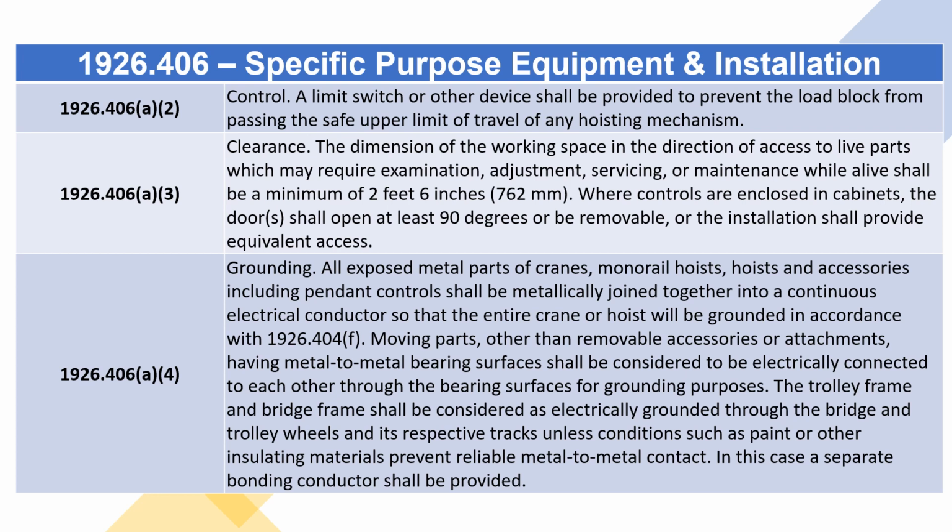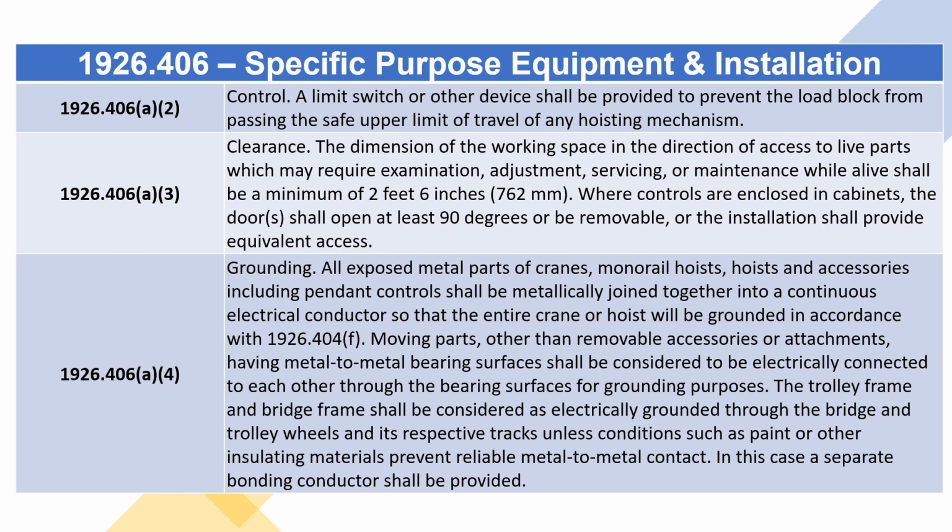1926.406 A3 Clearance. The dimension of the working space and the direction of access to live parts which may require examination, adjustment, servicing, or maintenance while alive shall be a minimum of 2 feet 6 inches, 762 millimeters. Where controls are enclosed in cabinets, the doors shall open at least 90 degrees or be removable, or the installation shall provide equivalent access.